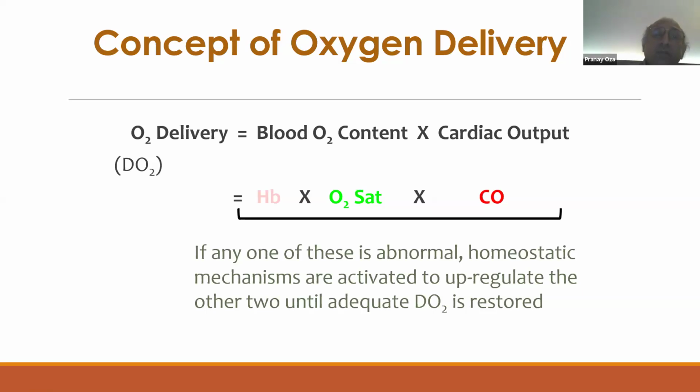Okay. So remember, oxygen delivery not only depends upon the saturation, but it depends upon the cardiac output and the hemoglobin also. So that is what is most important. It depends on two more factors. One is hemoglobin and one is cardiac output.